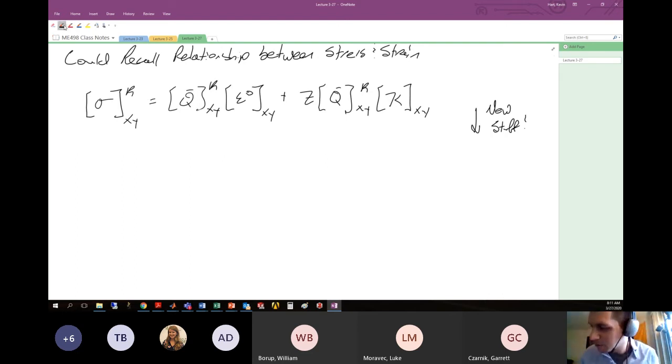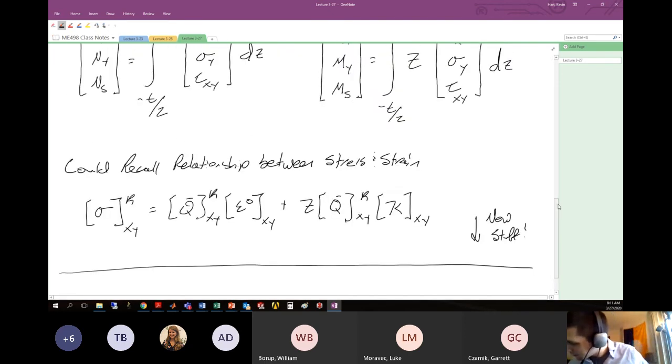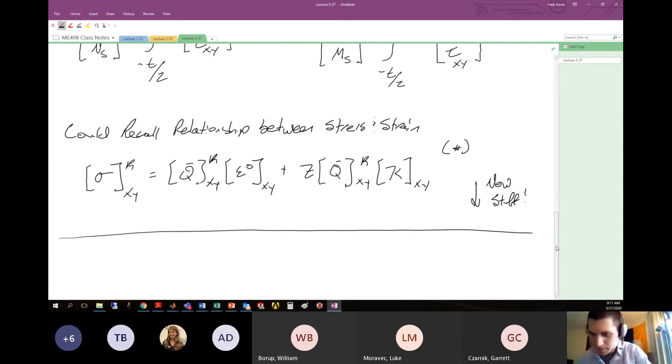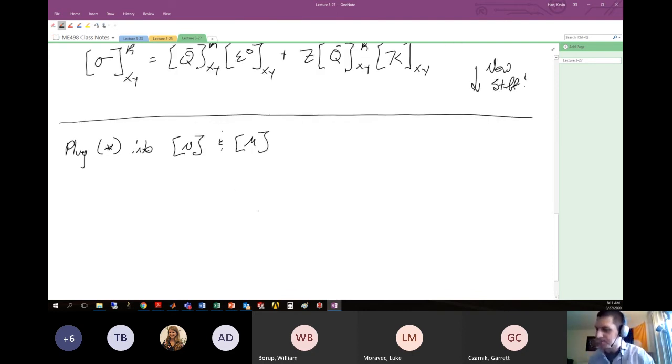All right, so new stuff here. And if we call this star, we're going to plug star into the vector n and the vector m. This will give us some additional relationships which might be helpful.